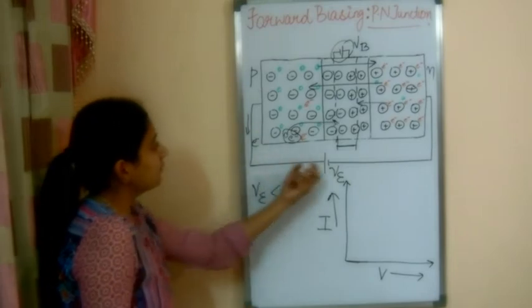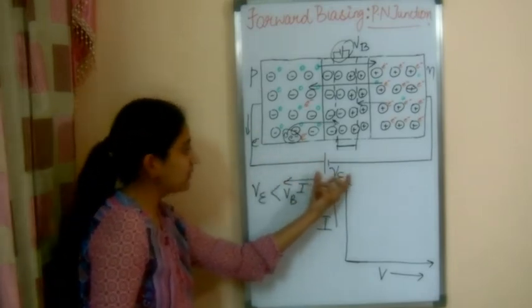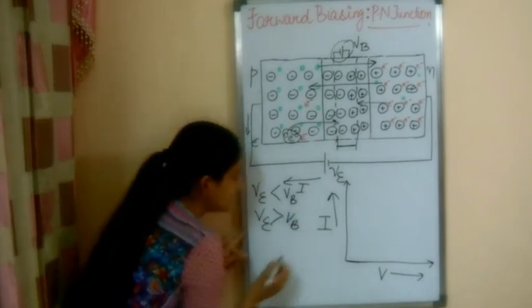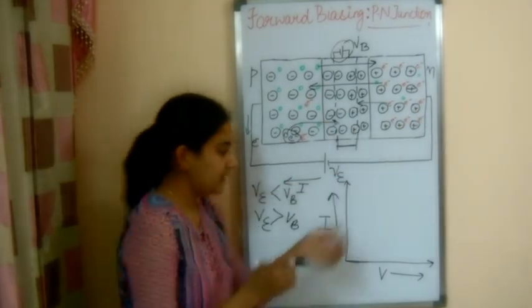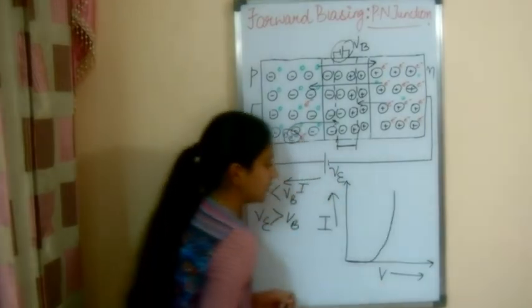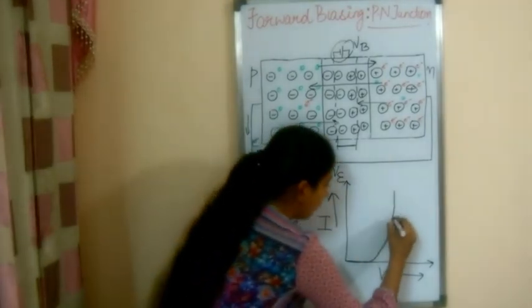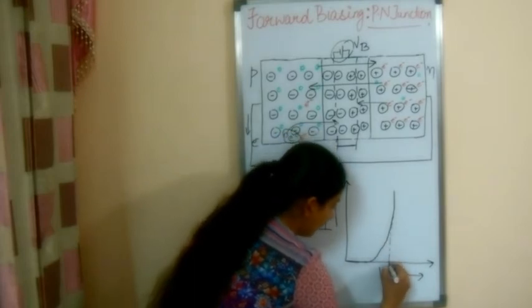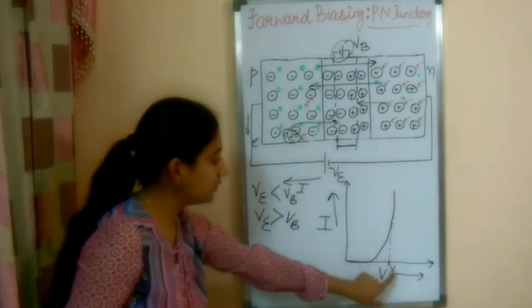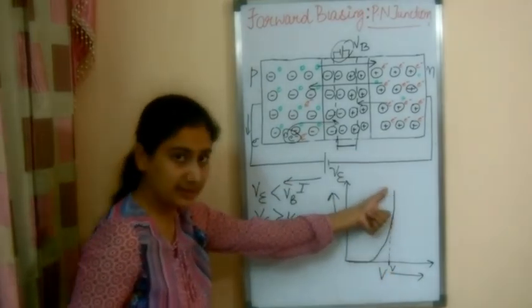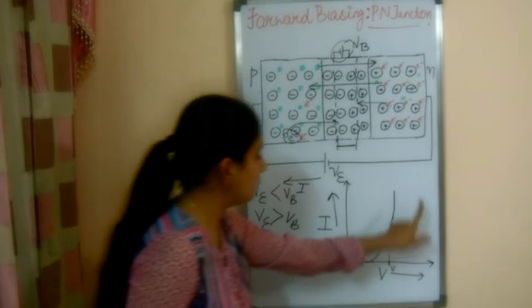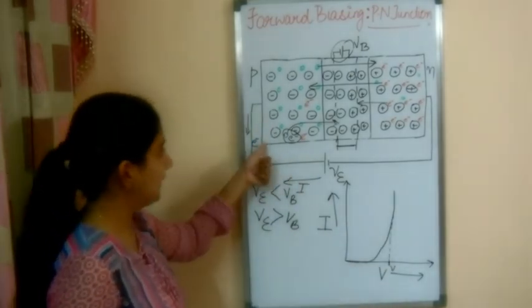But as this voltage is increased, that means VE is greater than VB, the holes are now pushed, that means the current starts flowing. This type of characteristic diagram is shown. Now after this voltage we get maximum current. That means after this voltage we are going to get high current if the voltage is increased by a small amount. So this is the characteristic graph between voltage and current in a PN junction.